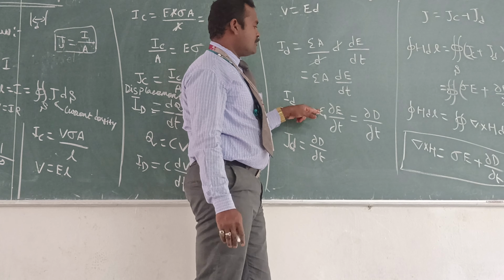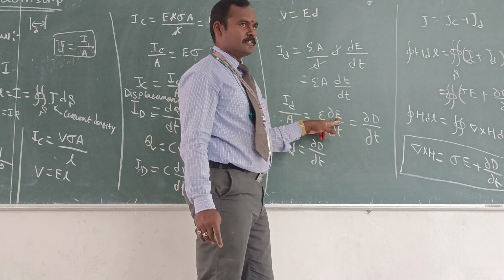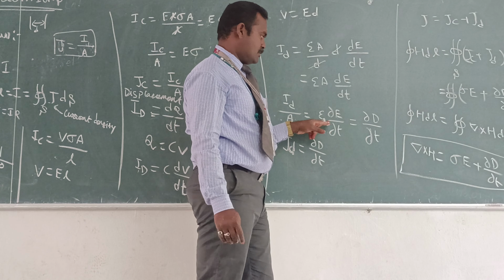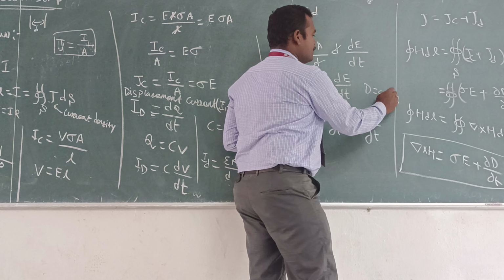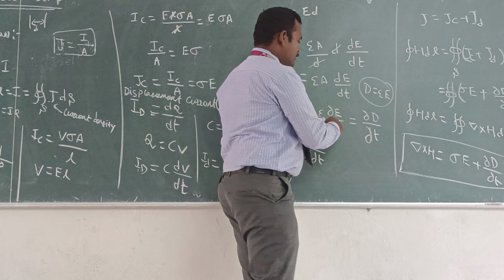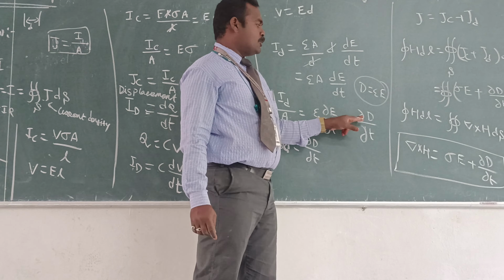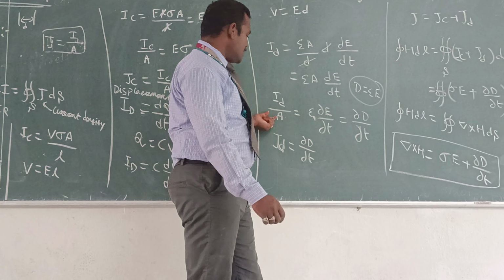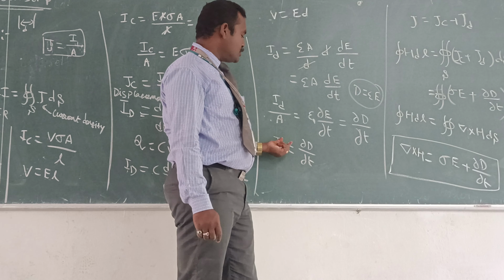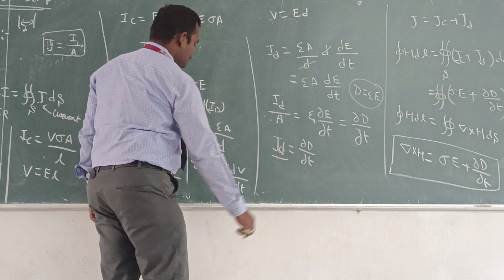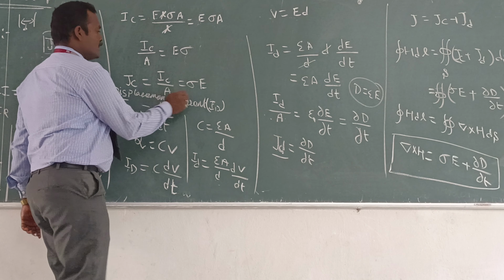Here we know the relationship between the electric field intensity and the electric flux density, right? E and D: D should be equal to epsilon E. You know the relationship, so through that we convert it: J_D should be equal to dou D by dou t. Okay, we obtained both the current densities here, the displacement current density and the conduction current density.